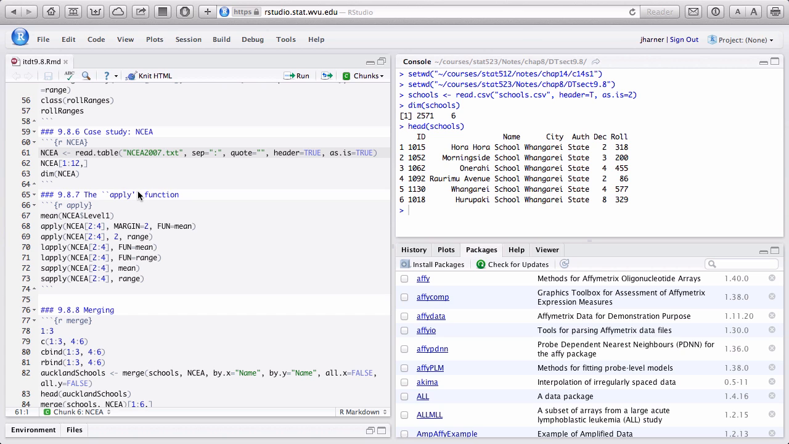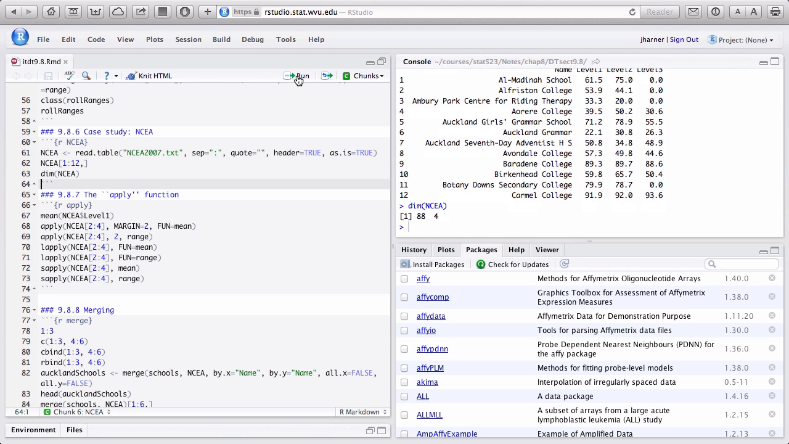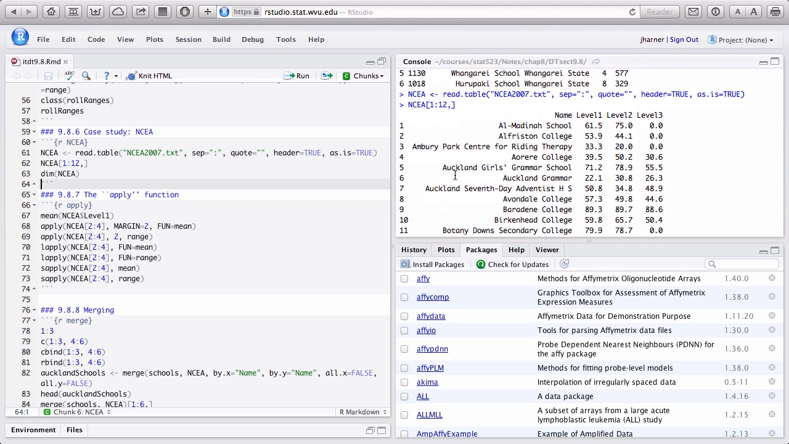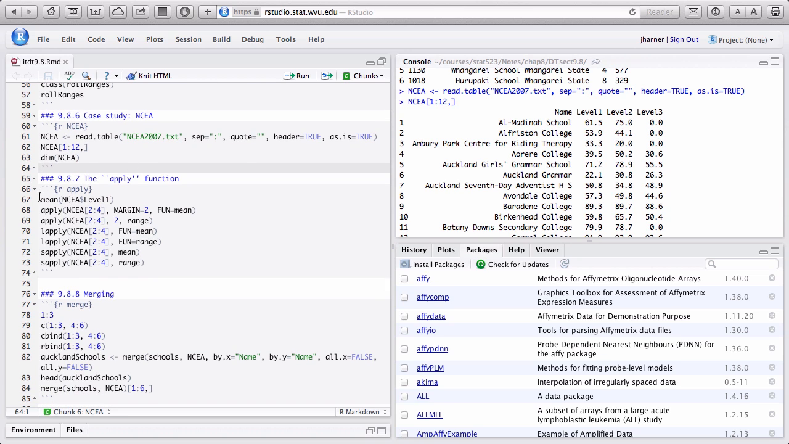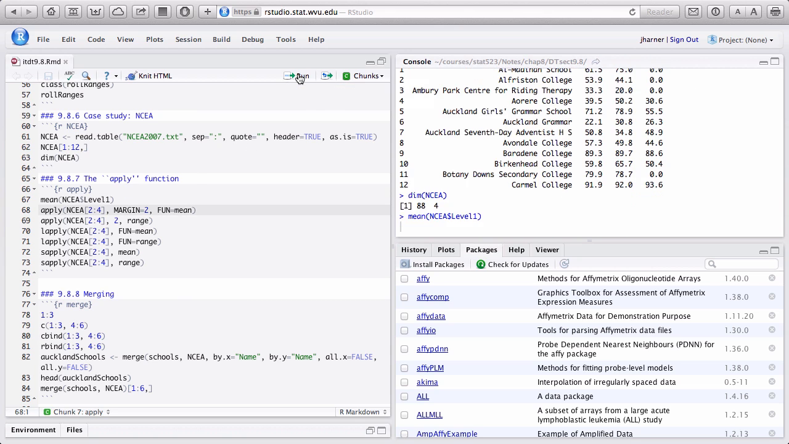But it actually had some overlap information with the schools data we actually read in. So if I read this particular one, and I look at its dimension, and the first 12 values, notice that these are the same schools, but we have a variable called level 1, 2, and 3 for each of these schools. Now, I, for example, could get the mean for those schools for level 1, and I could do that.